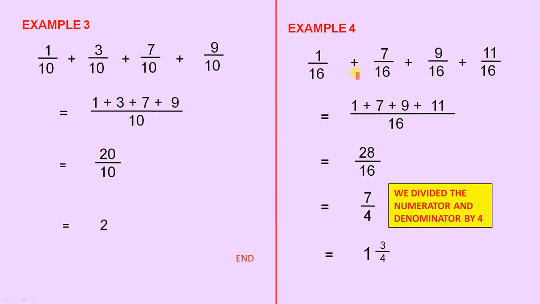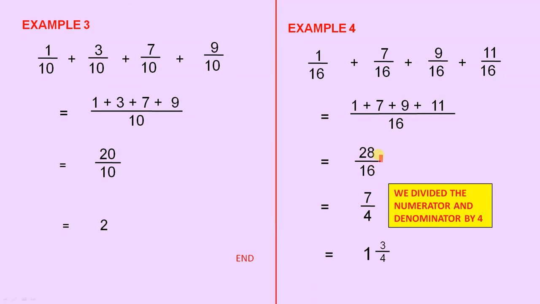Example 4. 1 over 16 plus 7 over 16 plus 9 over 16 plus 11 over 16. Since the denominators are the same, we are allowed to add the numerators. When you add the numerators together, 11 plus 9, that gives us 20, plus 7 plus 1, that gives us 28. So we have 28 over 16.